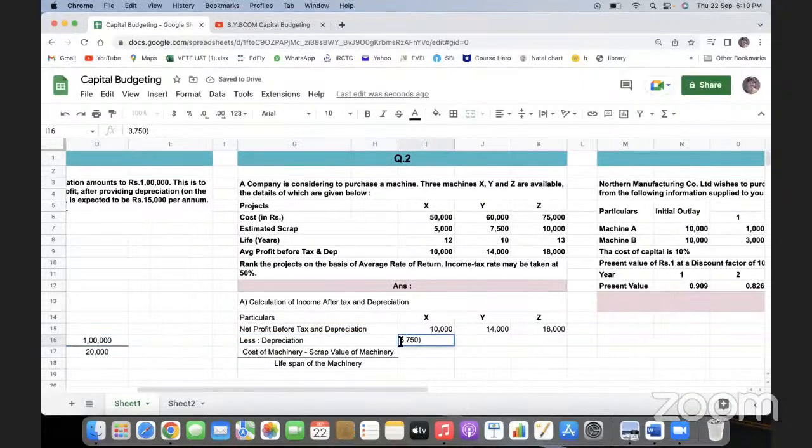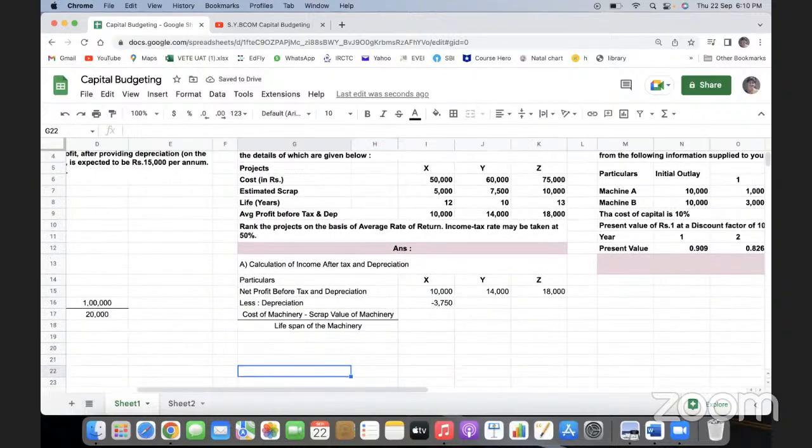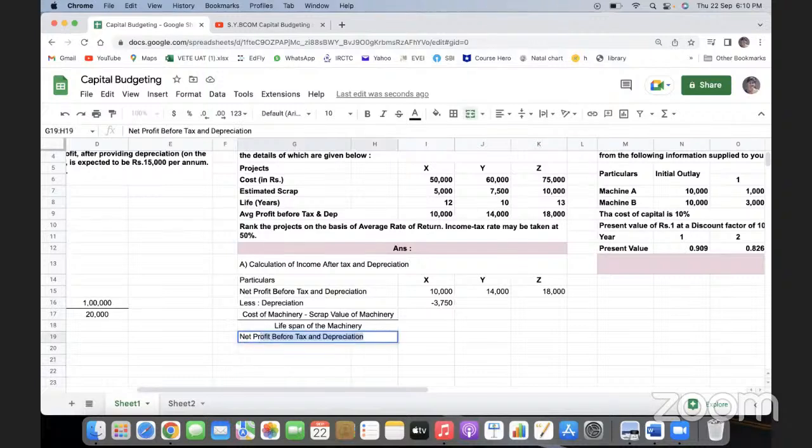ठीक है? Okay. Now let's do it one by one so that we don't jumble up our own work. Okay. So once we do that, or once we get that, what we get is net profit after depreciation, right? 10,000 minus 3,750 is how much?